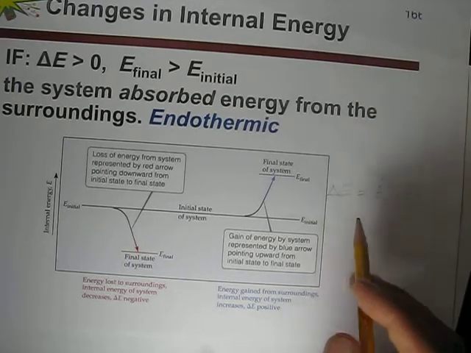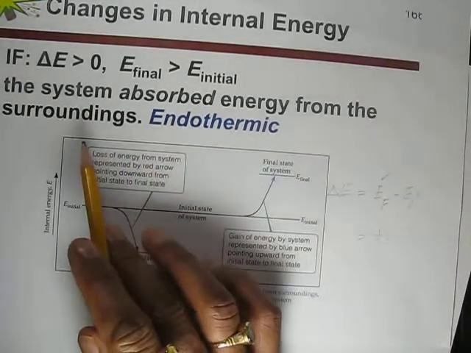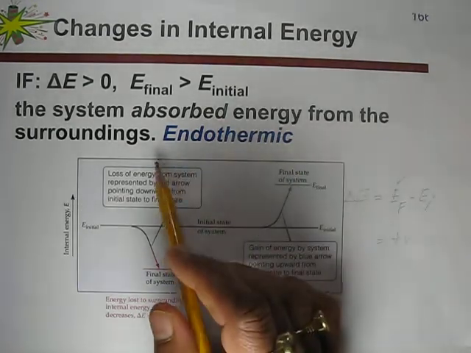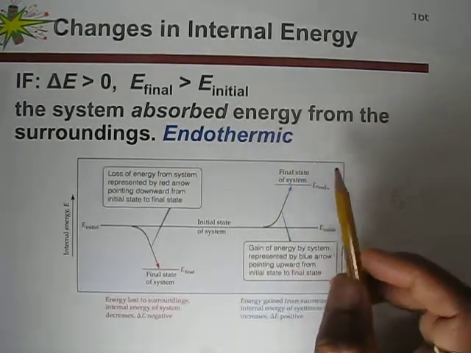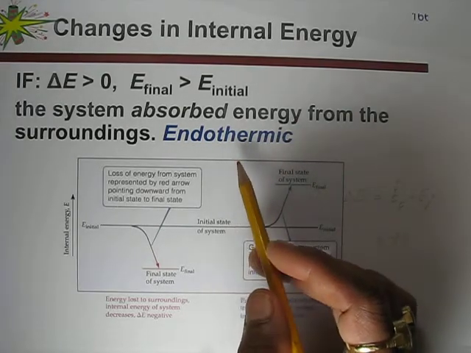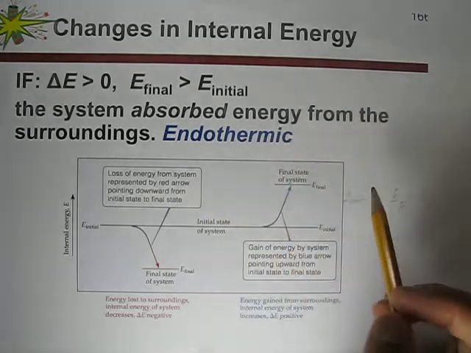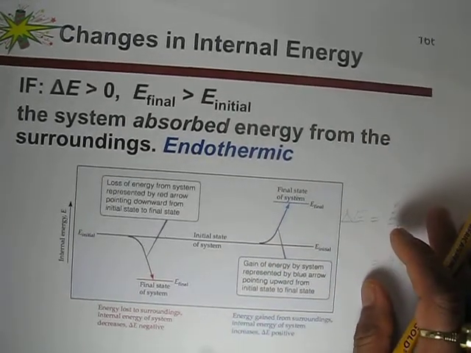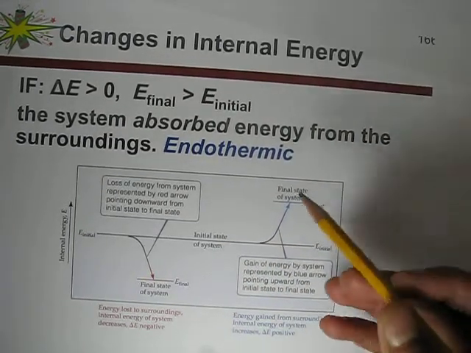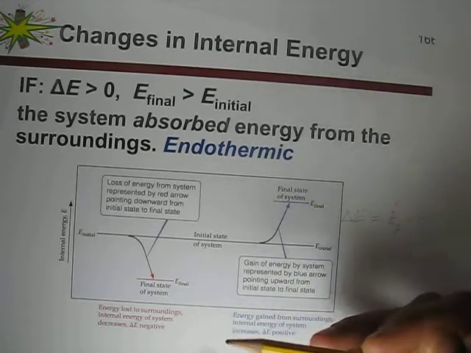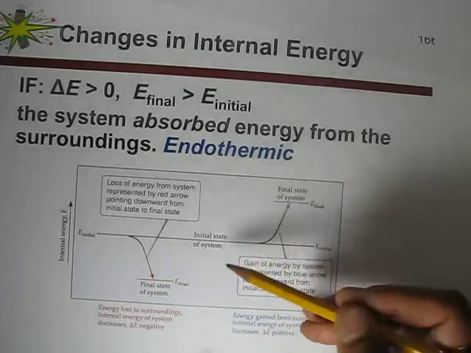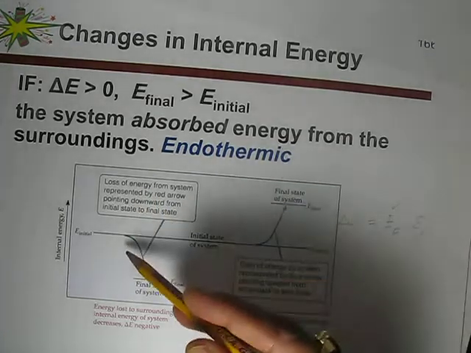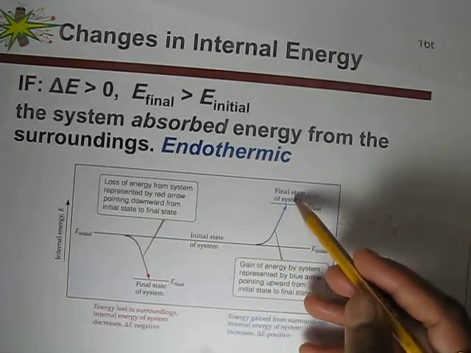And then the system will absorb energy from the surrounding, and that type of system is called endothermic. Endo means inside, thermic means temperature or heat or energy. It is taking inside, so basically gaining. We are talking about delta E is positive, which means we are talking about this type of graph which is going up.